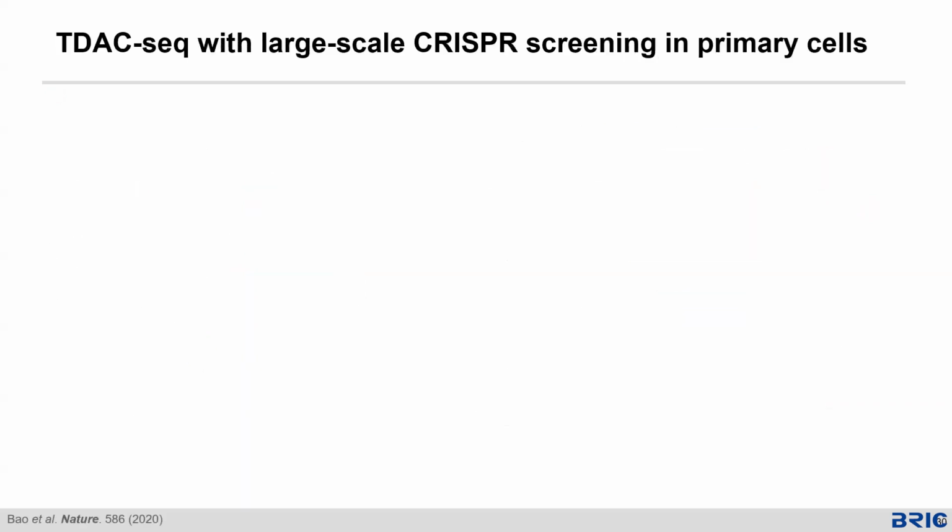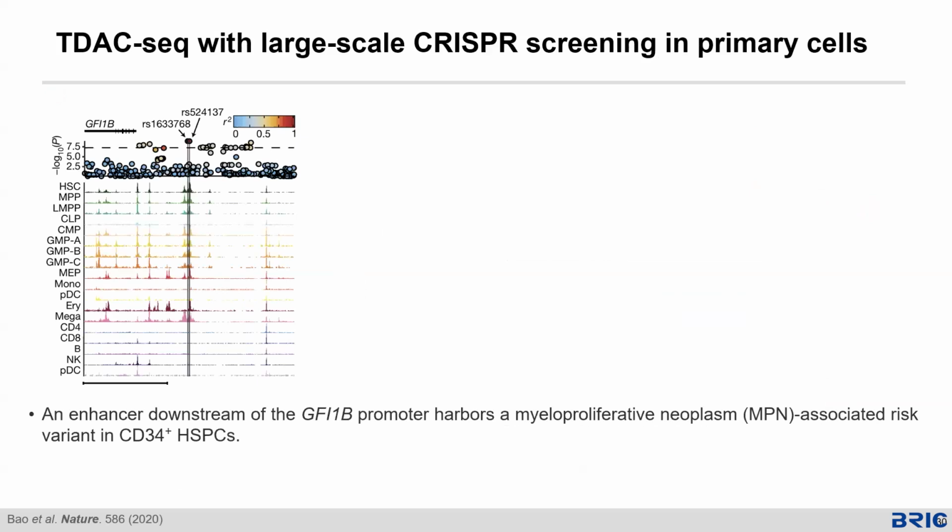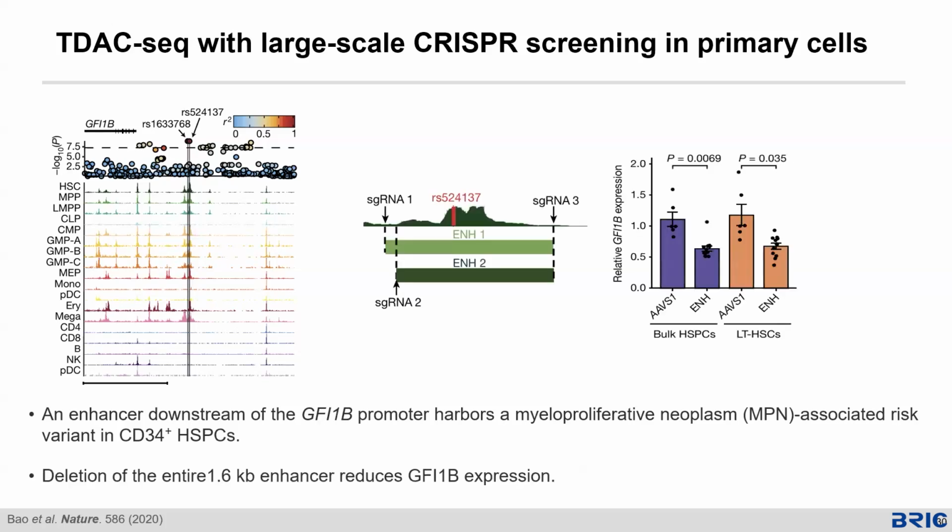So the final experiment that I performed was TDAXI coupled with a large-scale CRISPR-Cas9 screen using more than 100 guides in primary cells. As the target region, we selected one of the GFRB enhancers, which harbored the MPN-associated risk variant in CD34 HSPCs. Previous studies from the Sankaran lab have shown that deleting the entire enhancer reduces GFRB expression. However, the exact identity and position of functional sites within this enhancer is still unknown.